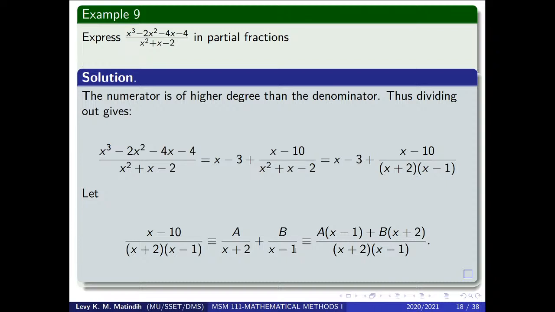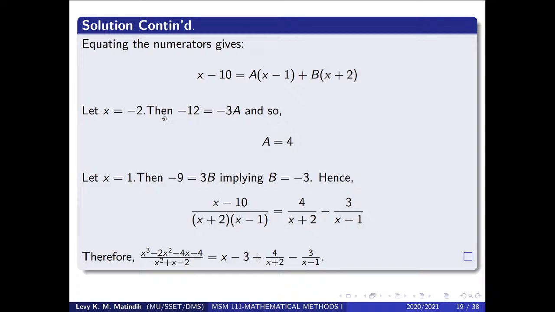Similarly, just like the way we did in the previous example, algebraically adding these two, what you're going to get is a times x minus 1 plus b times x minus 2, all over x plus 2 times x minus 1. Now, for these two to be equal, it means the numerators must be the same. So we are saying x minus 10 must be equal to a times x minus 1 plus b times x plus 2, which is this one.